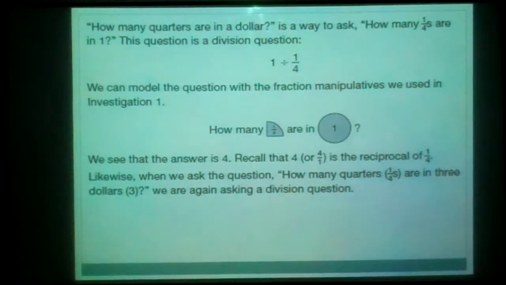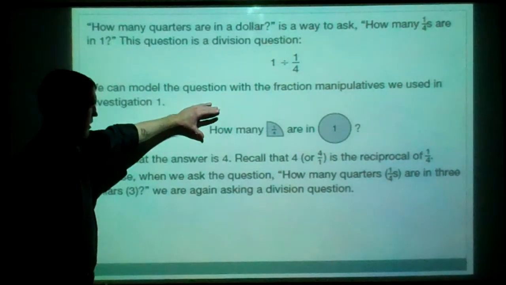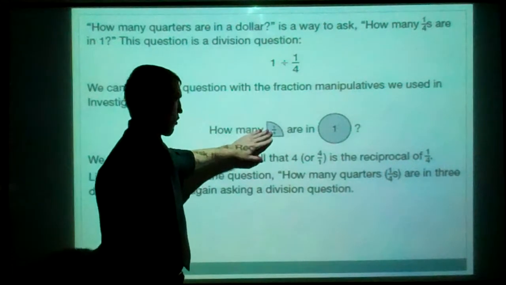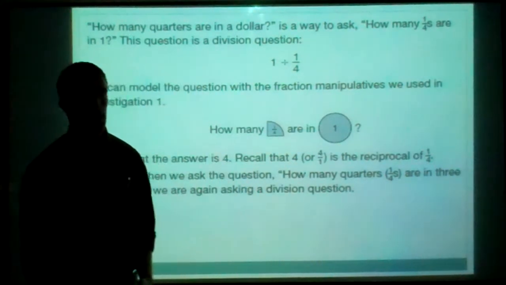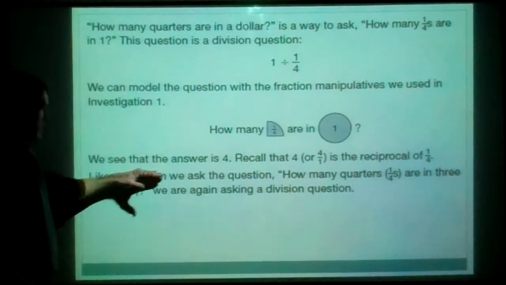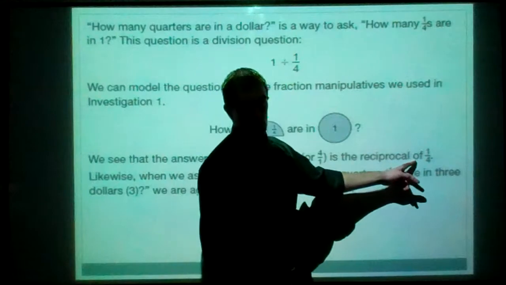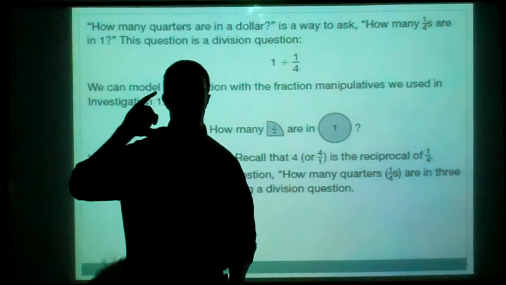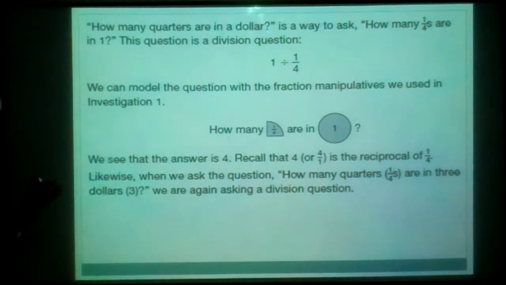Well, if we look at it with quarters, or as they like to call them, fraction manipulatives, you have 1/4 of your circle here, and there are going to be 4 of these that make up the whole circle. But to do this mathematically, we're actually going to take the reciprocal of what we're dividing by. So we see the answer is 4, and it says recall that 4, or 4 over 1, is the reciprocal of 1/4. Remember, the reciprocal means we just take the numerator and the denominator and flip them around. So the reciprocal of 1/4 is 4 over 1, or just 4.